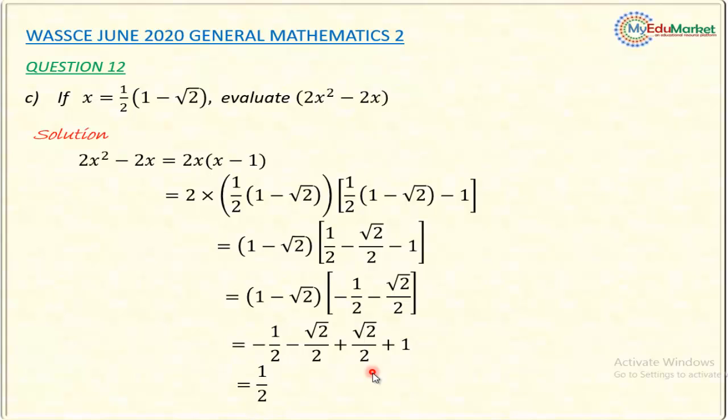So let's see the mark distribution according to the WAEC marking scheme. The first mark is an M mark, method mark, for substituting correctly, where you have x, replacing it by 1 over 2 into 1 minus root 2. Simplifying up to this last end, you have another method mark, and for getting 1 over 2 as your final answer accurately, you have the A1 mark. So in total the question carries 3 marks.